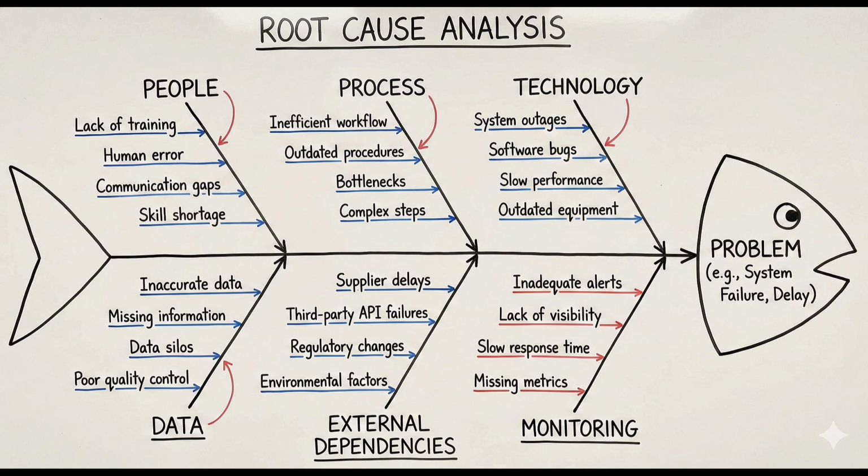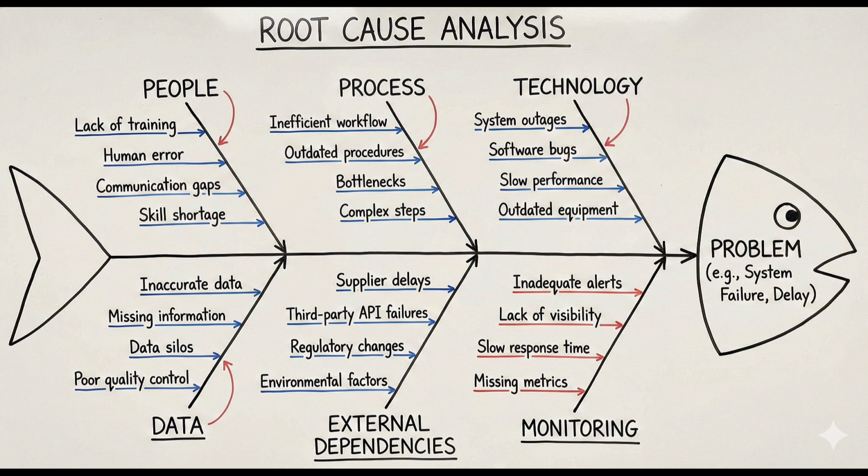Next is the Fishbone diagram, also called Ishikawa, or cause and effect. If 5 whys drills down a single chain, Fishbone spreads out. It helps teams systematically brainstorm many possible contributors and organize them so you can see patterns. You start by writing the problem at the fish's head. Then you draw the spine and add major bones for categories.